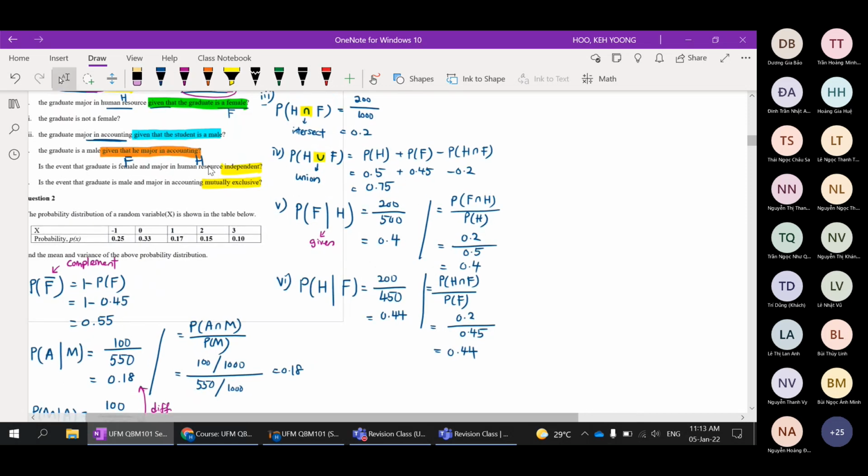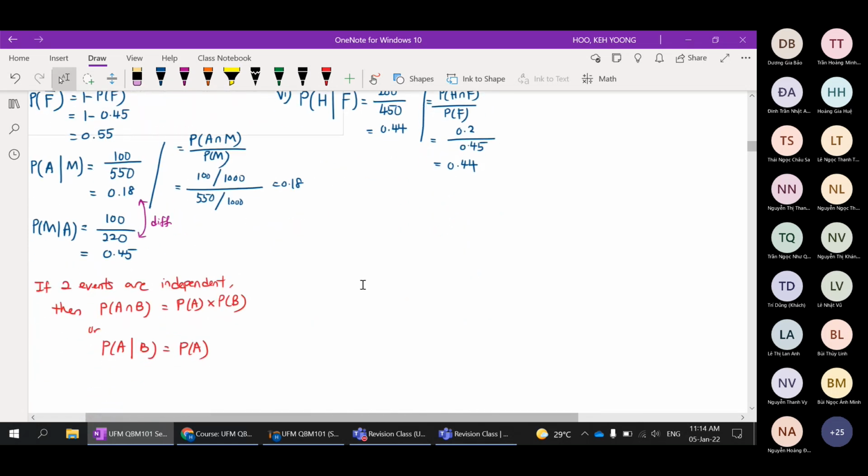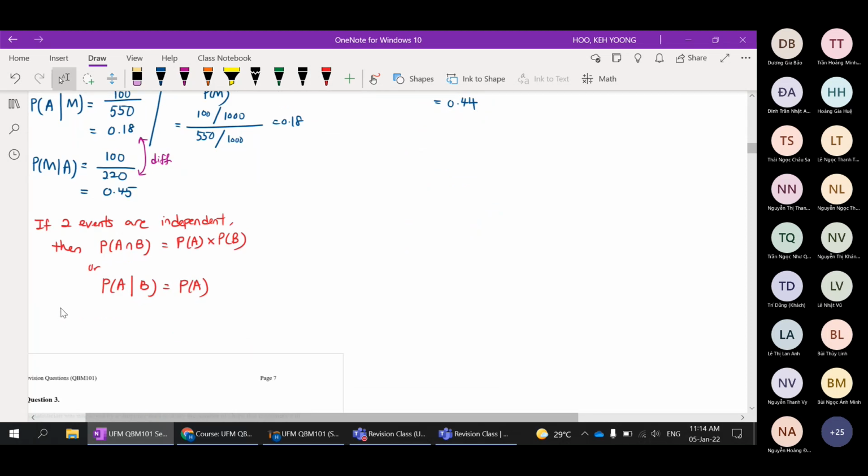Female and human resource. F and H. First you find the probability for F. We already found it in the previous question, 0.45. How about human resource? H is 0.5, we found it already. How about the intersection, F intersect with H? We also have it in the previous questions, 0.2.